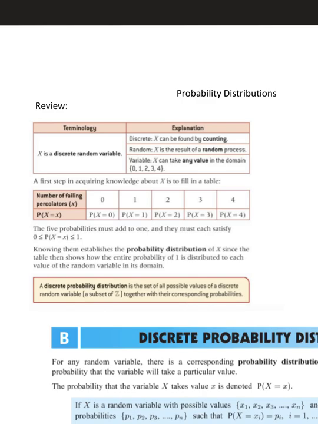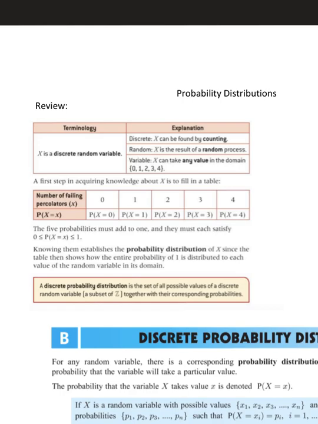The 5 probabilities must add to 1, and they must each satisfy 0 less than or equal to the probability of that random variable X equaling little x, that's a value, right, such that that is less than or equal to 1. So in other words, your probability has to be in between 0 and 1, which we know is true about probability. So knowing them establishes the probability distribution of X, since the table then shows how the entire probability of 1 is distributed to each value of the random variable in its domain.